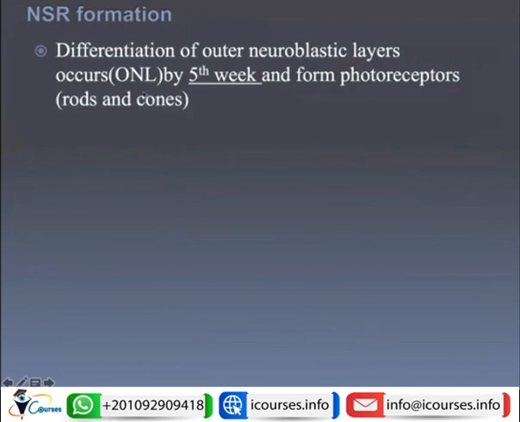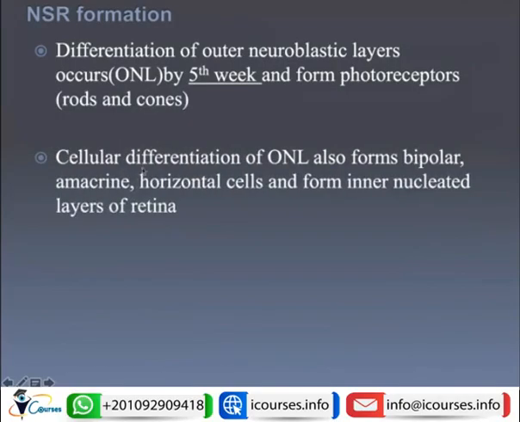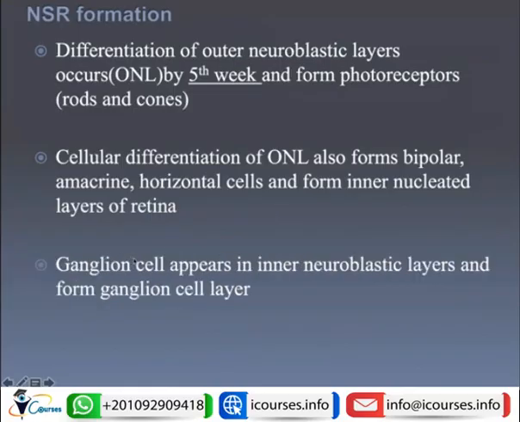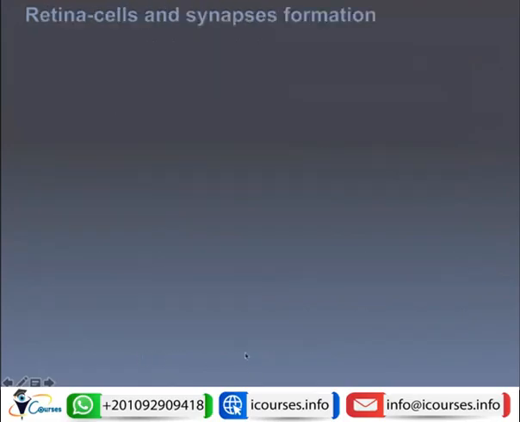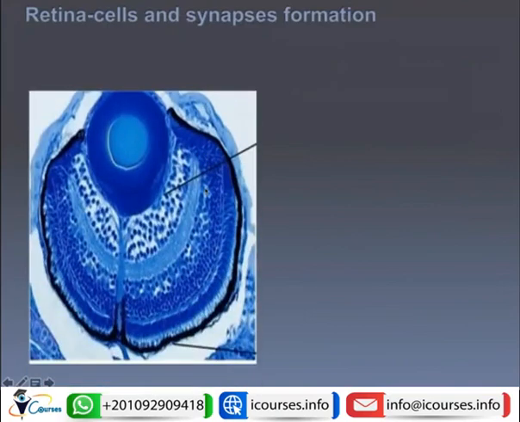Then this will be followed by further differentiation of the neuroplastic layer to form the photoreceptors like rods and cones, and differentiation of the outer nuclear layer to form bipolar, amacrine, and the horizontal cells, and to form the inner nucleated layers of the retina. The ganglion cell, which will be derived from the inner neuroplastic layer, will form the ganglion cell layer, and the axons of this ganglion cell will form the nerve fiber layer, or the primitive nerve fiber layer. Then the retina will show different cells and synapse formation.